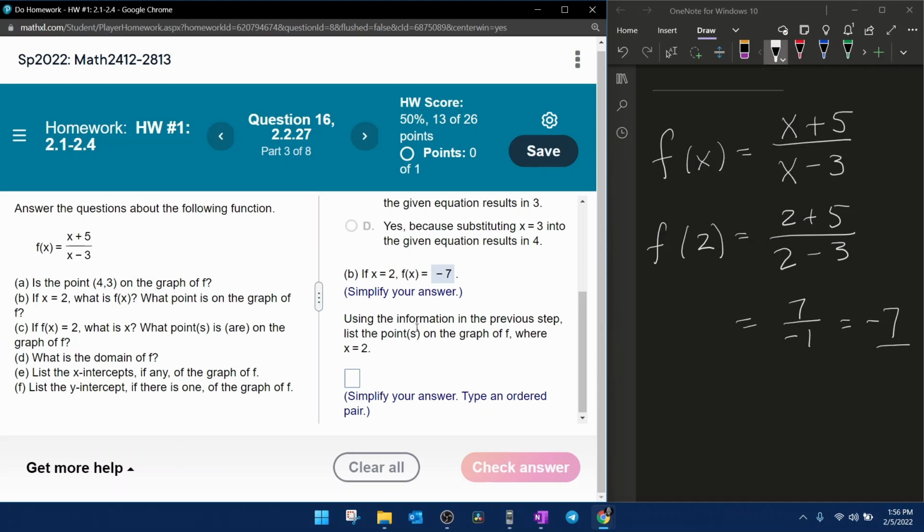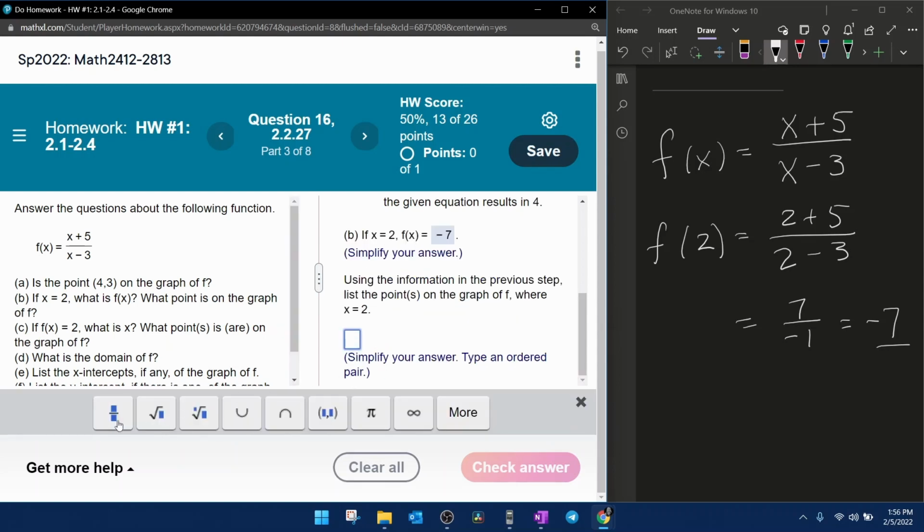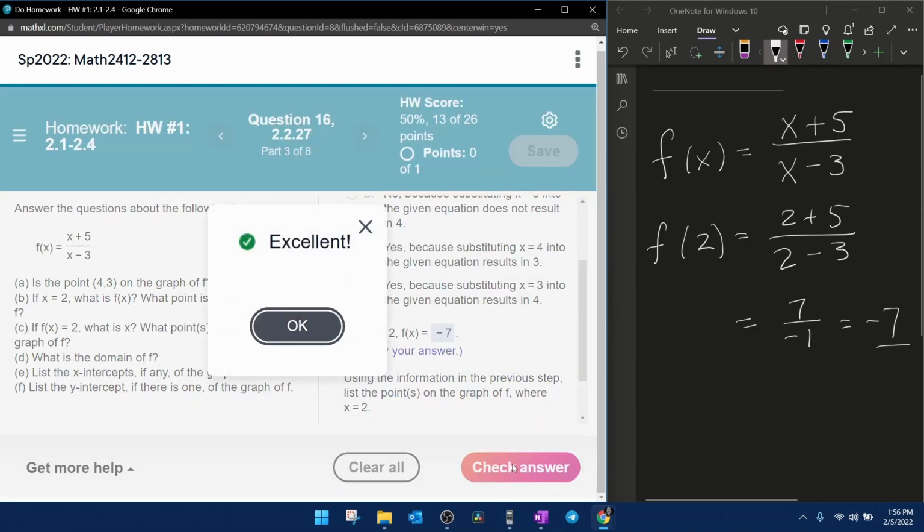Next, it says, using the information in the previous step, list the points on the graph of f where x is 2. Well, that's going to be the ordered pair (2, negative 7). Right? Because if we have an x coordinate of 2, we got an output of negative 7, and f of x is y.